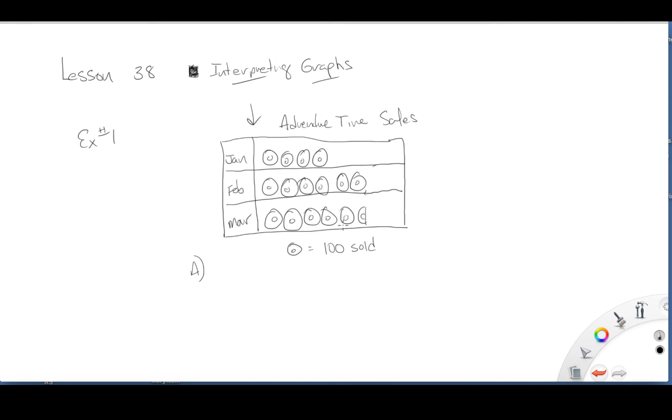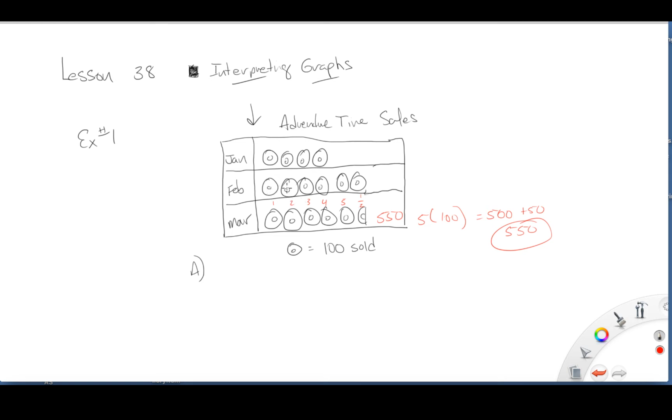Okay, so if we look at our March sales, there were 1, 2, 3, 4, 5.5. So if I say 5 times 100, that equals 500, and then a half of 100 is 50. So I would have to conclude that there were 550 tires sold in March. Pretty easy to see. All right, let's look at February.